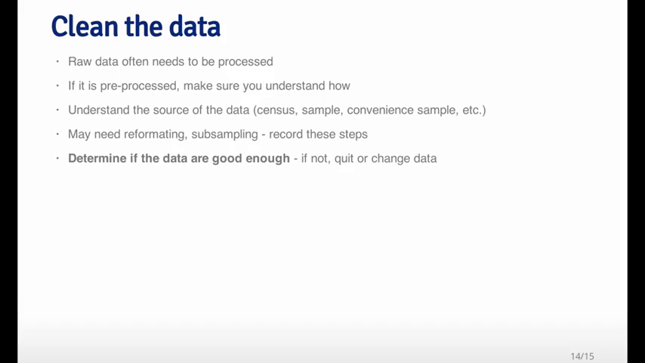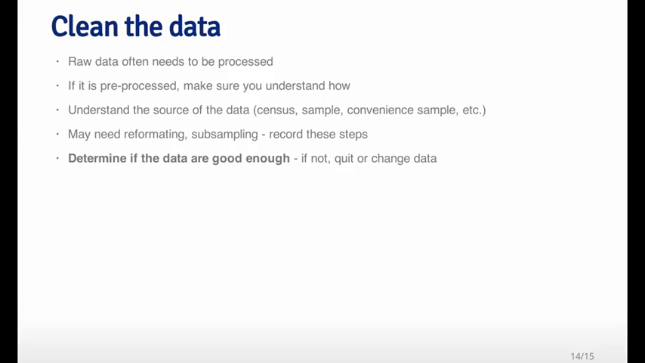If it's already pre-processed, it's important that you understand how it was pre-processed. So try to get some documentation about what the pre-processing was and how it was done. You have to understand where the data come from. For example, if it came from a survey, you need to know how the sampling was done. Was it a convenience sample? Did the data come from an observational study? Did it come from an experiment? The source of the data is very important.